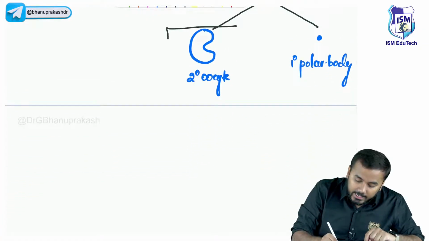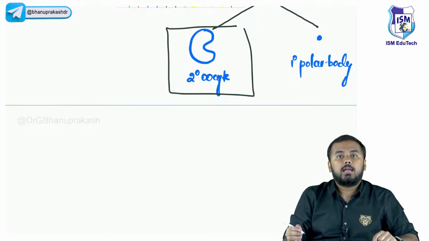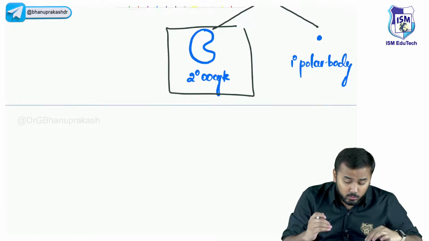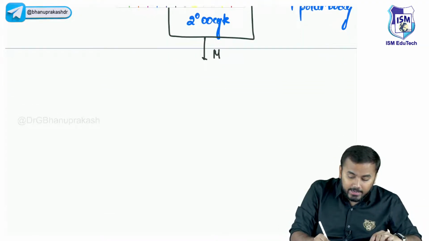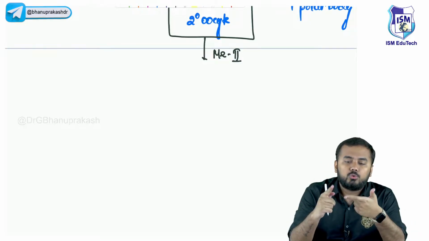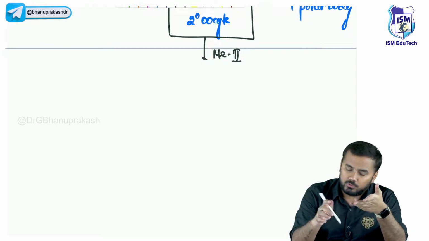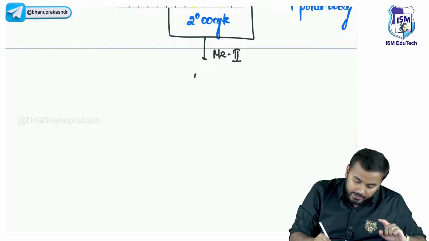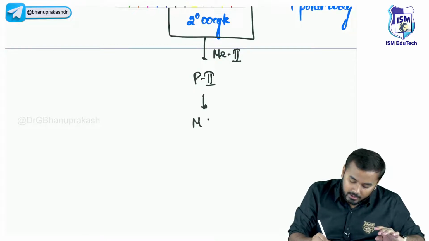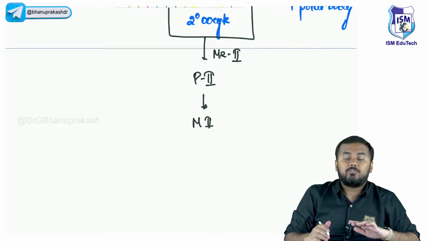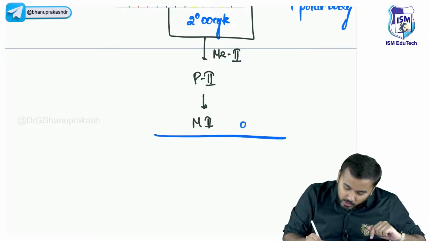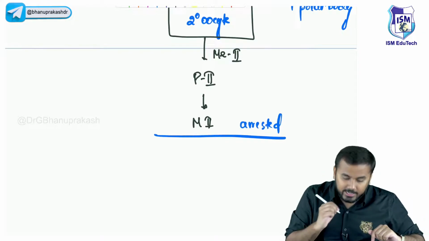This secondary oocyte, at this stage, can I tell meiosis 1 is finished? Now this secondary oocyte will enter into meiosis 2. Meiosis 2 has the same stages: prophase 2, metaphase 2, anaphase 2, telophase 2. So this secondary oocyte will enter into prophase 2, finish prophase 2, and enter into metaphase 2. It will not finish metaphase 2. Again it will be arrested. In metaphase 2, again it is arrested.